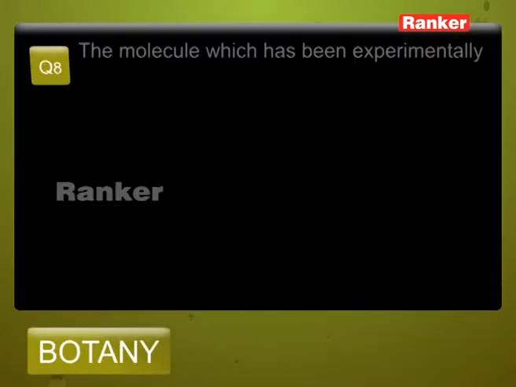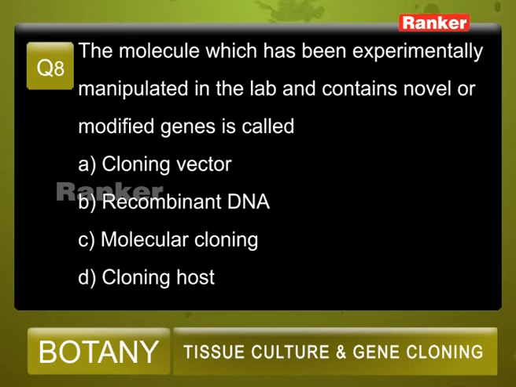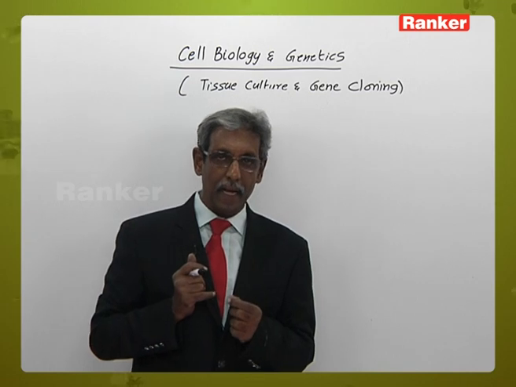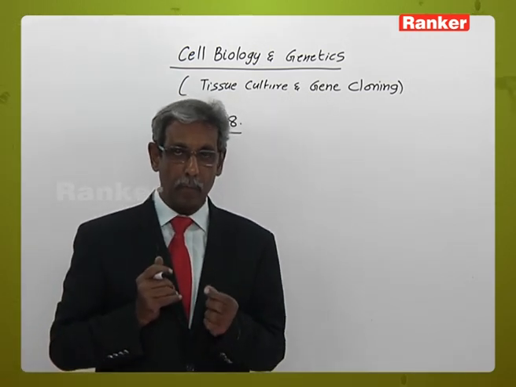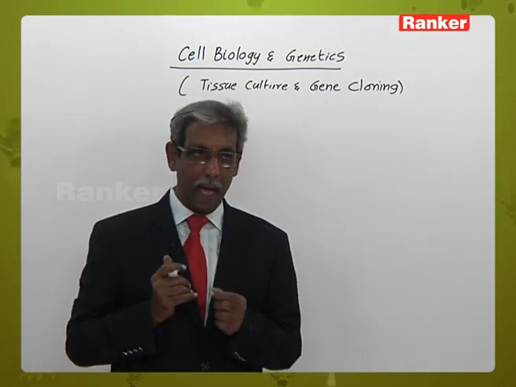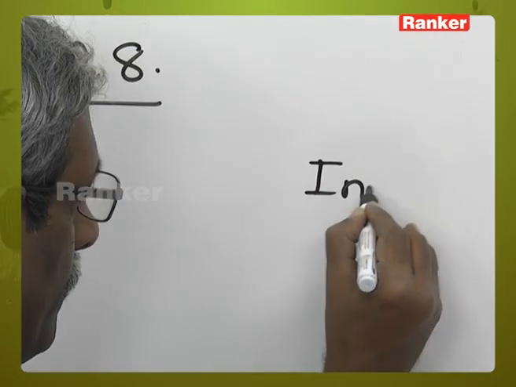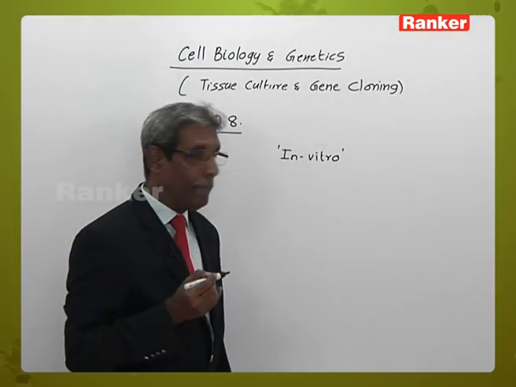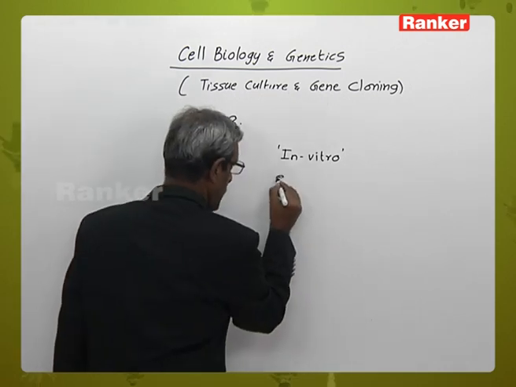Question number 8. The molecule which has been experimentally manipulated in the lab and contains novel or modified genes is called A. cloning vector, B. recombinant DNA, C. molecular cloning, D. cloning host. When we study genetic engineering, it primarily relates to manipulation or modification of the gene of interest. So, modification of a gene of interest which occurs in the lab is primarily termed as in vitro. So, when we perform any experiments in the lab, it is termed as in vitro and it is experimentally manipulated.